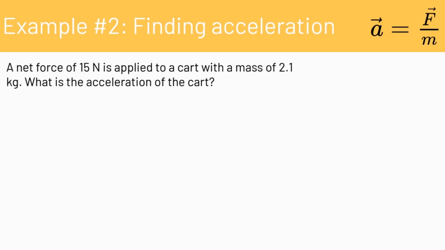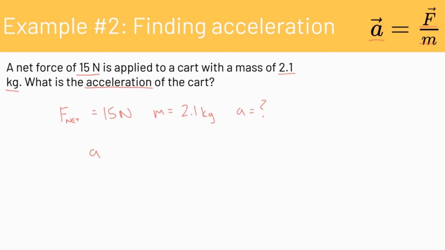All right, example number 2. A net force of 15 newtons is applied to a cart with a mass of 2.1 kilograms. We want to know what is the acceleration of the cart. We're going to use this version of the equation, A is equal to F divided by M. Force net is equal to 15 newtons. A mass is given, a mass of 2.1 kilograms, and we are looking for acceleration.